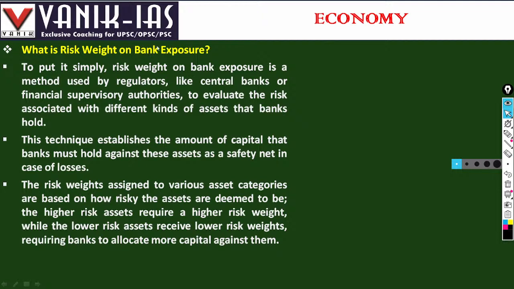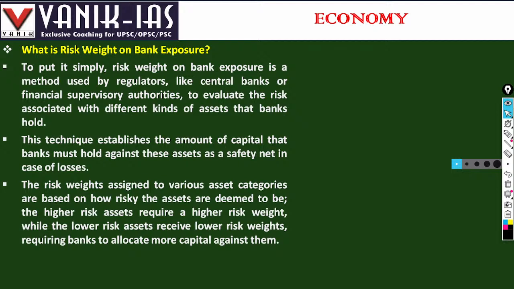What is the risk weight on bank exposure? To put it simply, risk weight on bank exposure is a method used by regulators like the central bank or the financial supervisory authority to evaluate the risk associated with different kinds of assets that the bank holds. Banks hold different assets. What is the risk with specific assets?